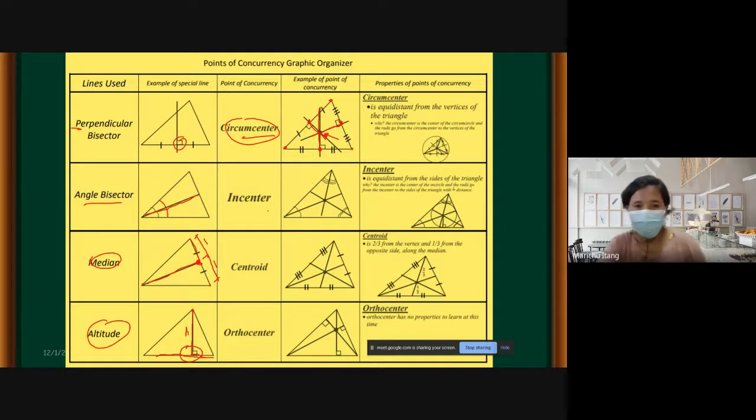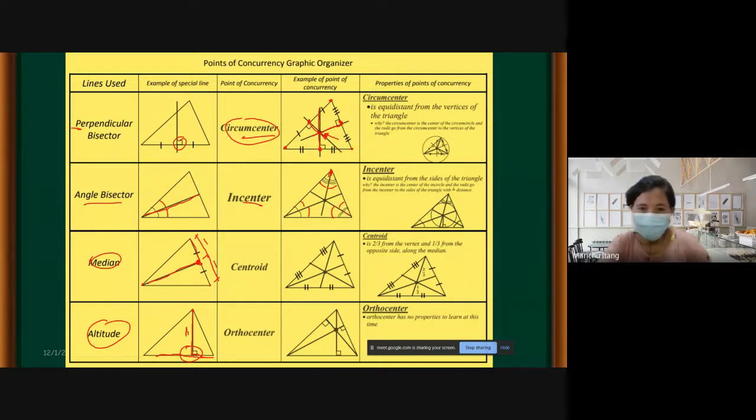Okay, so we have also the incenter. The incenter is equidistant from the sides of the triangle. So let's say we have the angle bisector here. When we say angle bisector, the angle is divided into two equal parts. So let's say this is 10 degrees and this is another 10 degrees. Okay, so this is 5 degrees, this is 5 degrees. If this is 20 degrees, so this is 20 degrees.